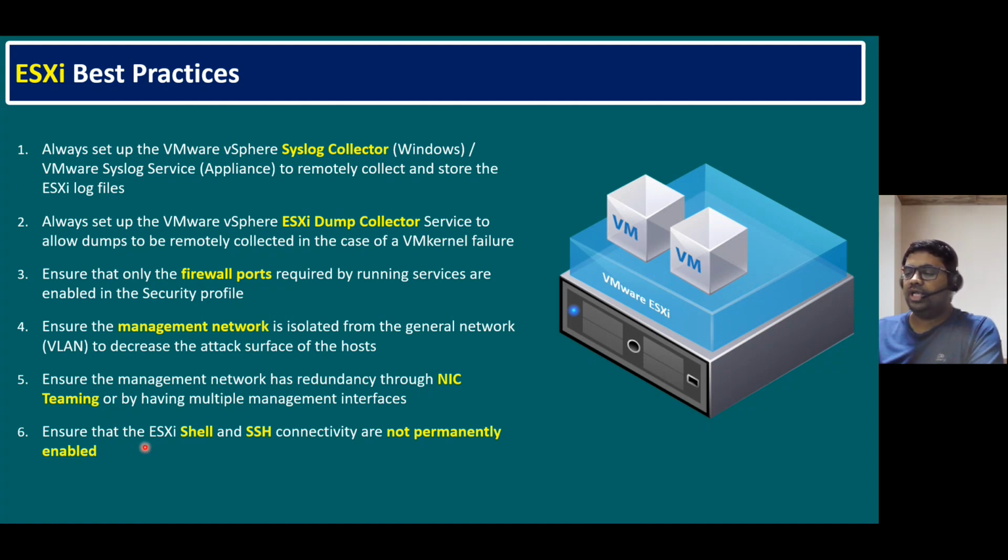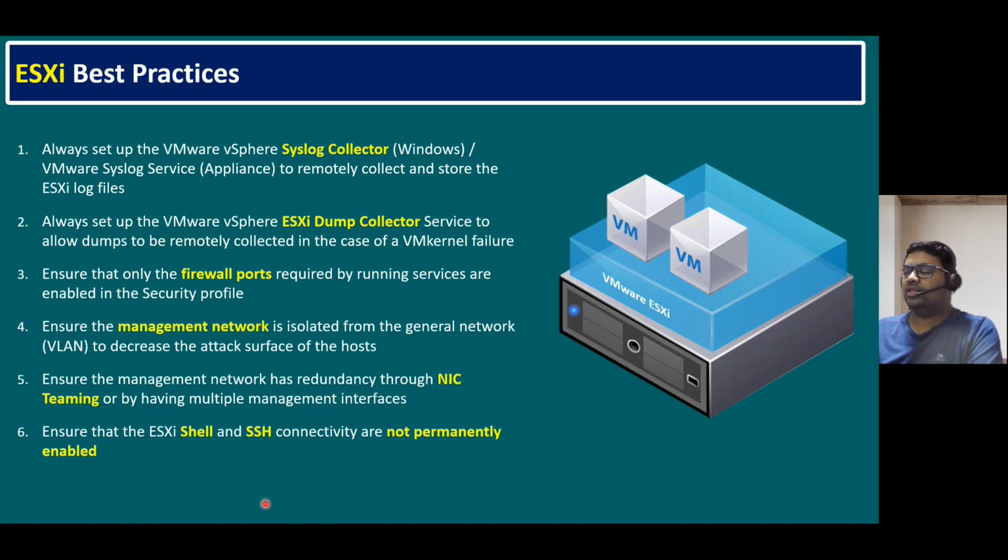Okay, and ensure that ESXi Shell or SSH (secure shell) connectivity is not permanently enabled. As per VMware best practices, it's not recommended to keep SSH enabled all the time. You can enable it whenever you want to do ESXi-level command line access or ESXi host troubleshooting only. You can enable the ESXi Shell and SSH ports then, or else keep them disabled for security concerns.